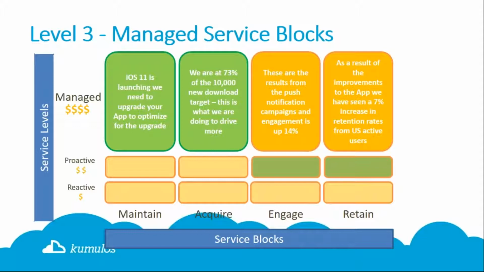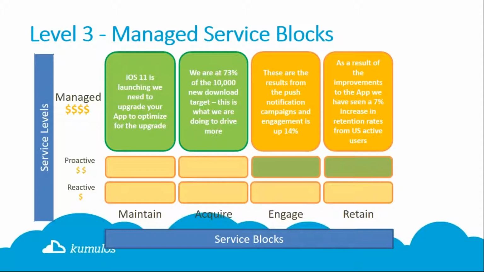So just for an example, you've committed to the client that you're going to drive 10,000 new downloads to the app every month. You're sitting at 73% of that target. So you're going to be telling your client what you're doing to make sure that you get to more than 100% of that target next month, with whatever marketing mix you decide is appropriate for that app.